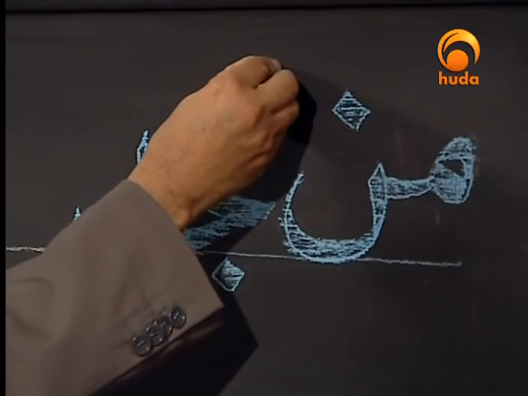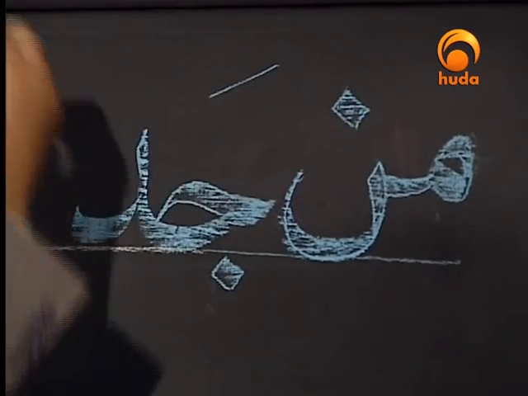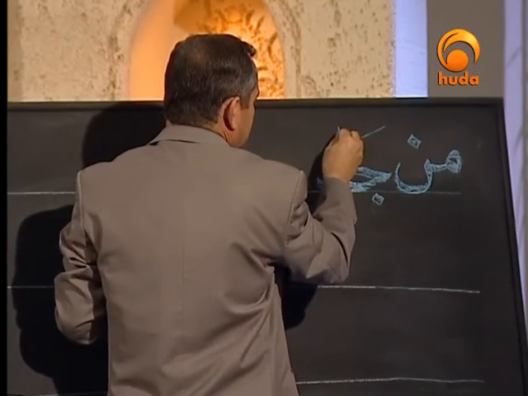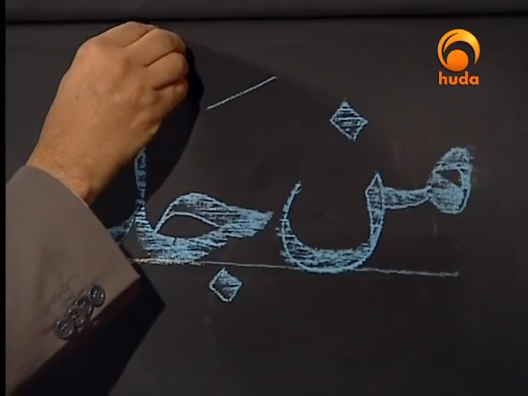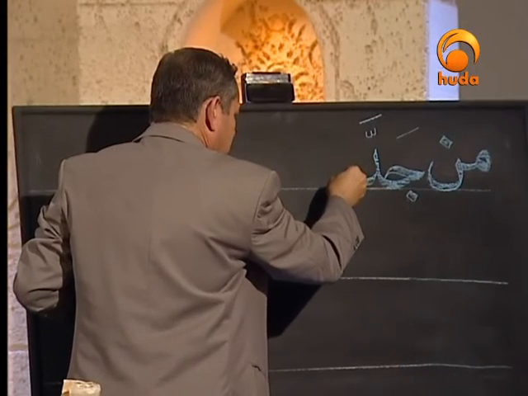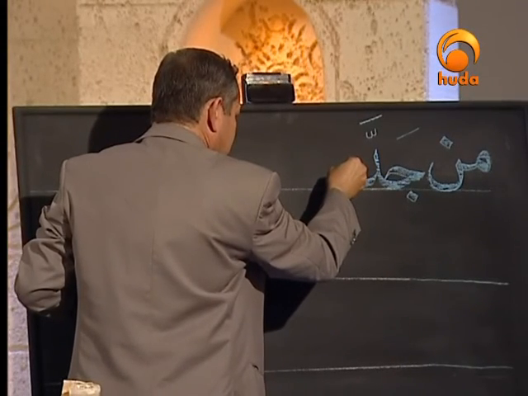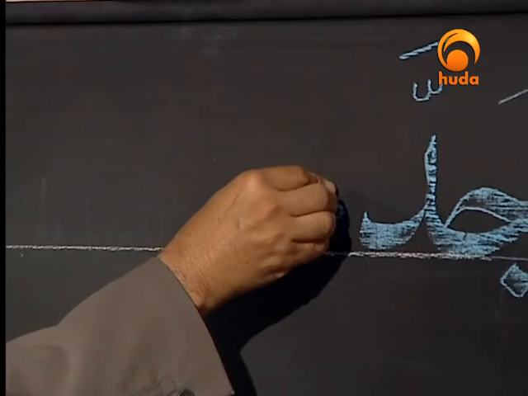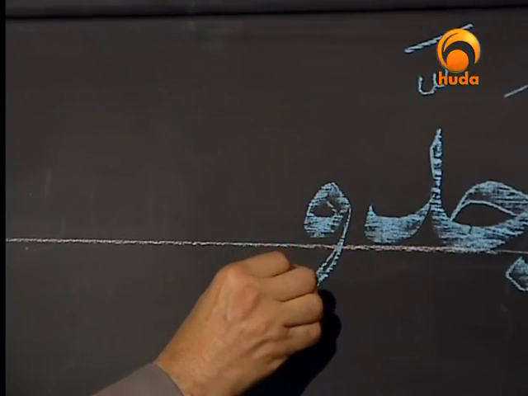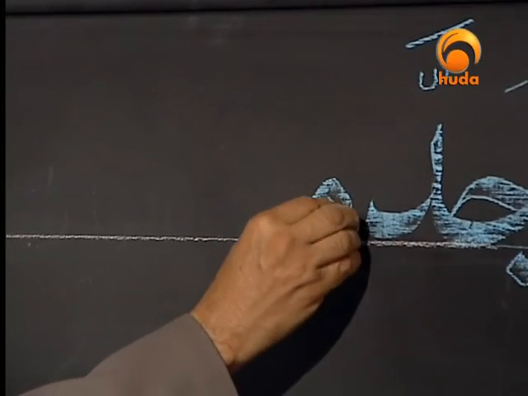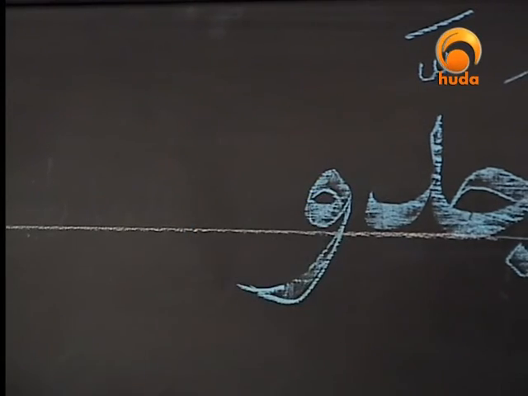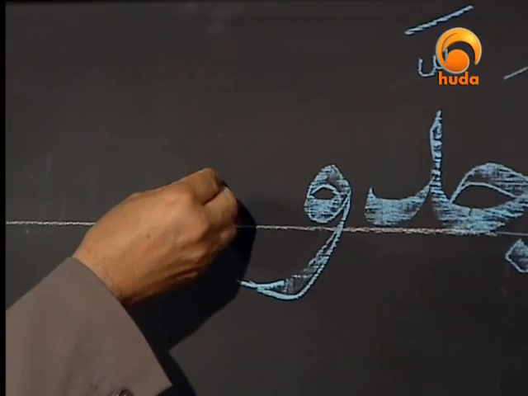Man jadda, and this is the intonation of ja, it gives a tone, and the compact intonation, man jadda. Wajad, waw on the line, and the body of waw below the line. من جد وجد.